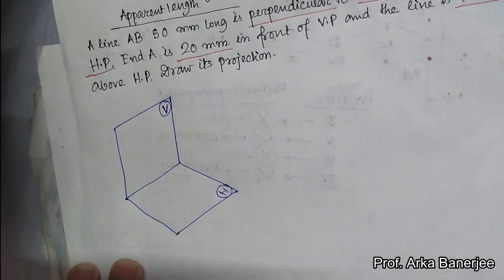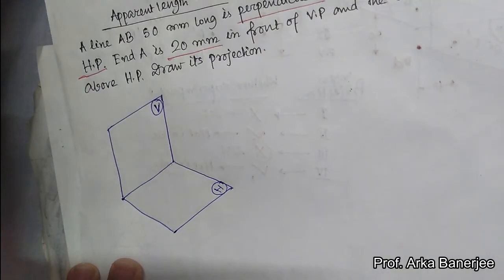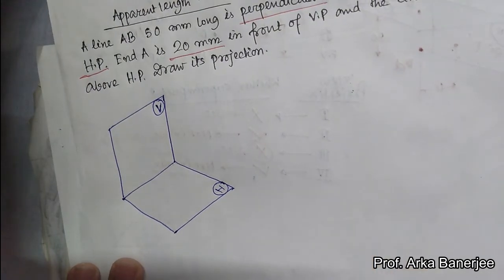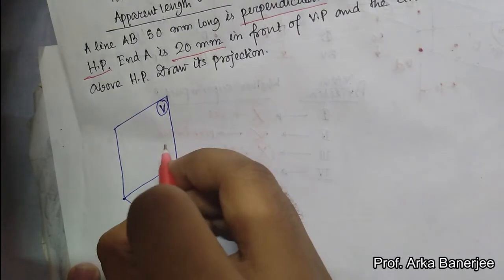Write V and H here. Okay, and the line AB is 50 millimeter long, and what is the position? 20 millimeter in front of the vertical plane.